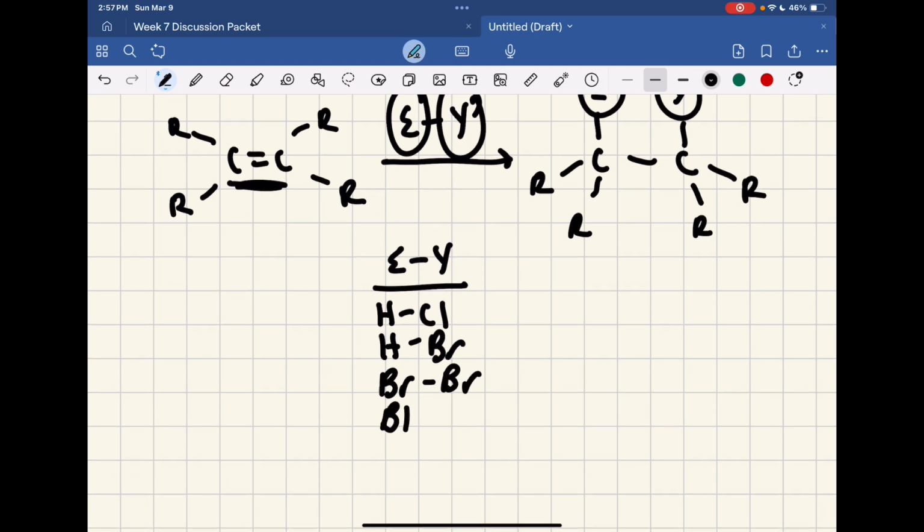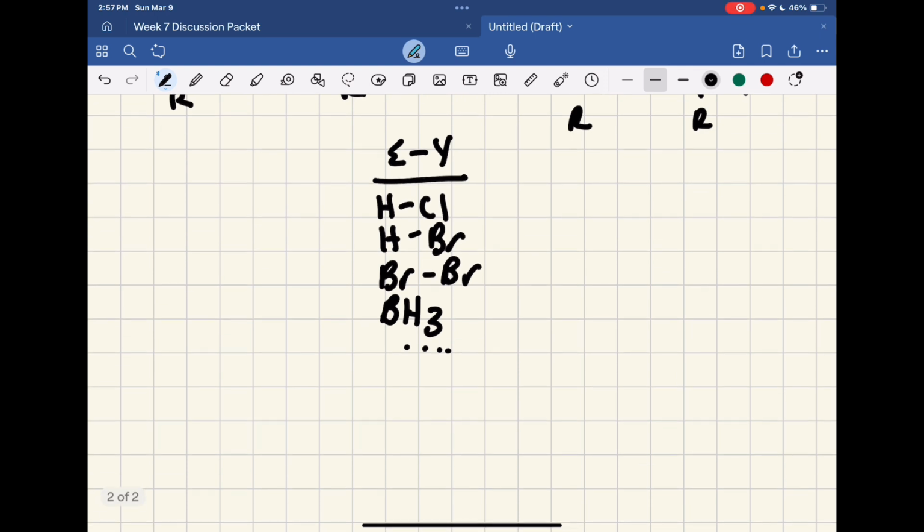We could see something like BH3, borane, etc. And if you've already studied these reactions, you can see where we're going here. So I just wanted to point out that a fundamental idea of this chapter is electrophilic addition to alkenes. Of course, there are other types of reactions we'll talk about as well.